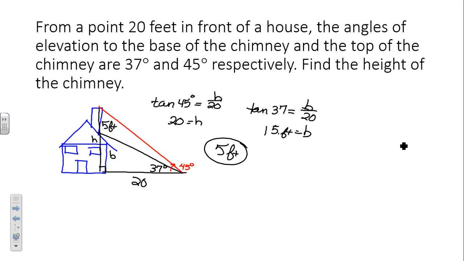Easy enough, right? Drawing the picture. That's the kind of question you'll see on the ACT. And they'll have things like 20 and 15 and 5 and so on. Questions on this one? Okay.